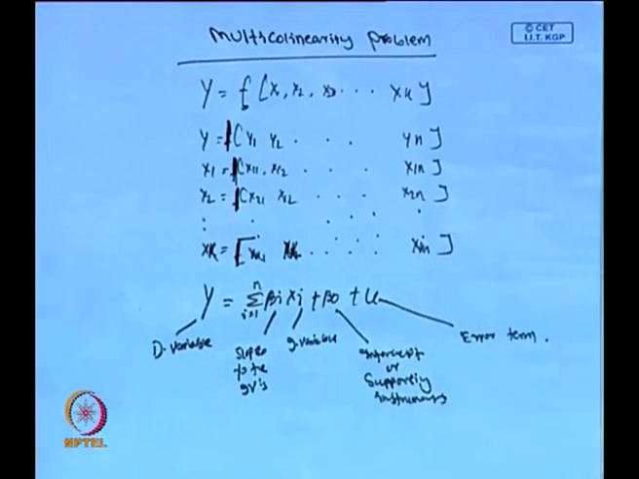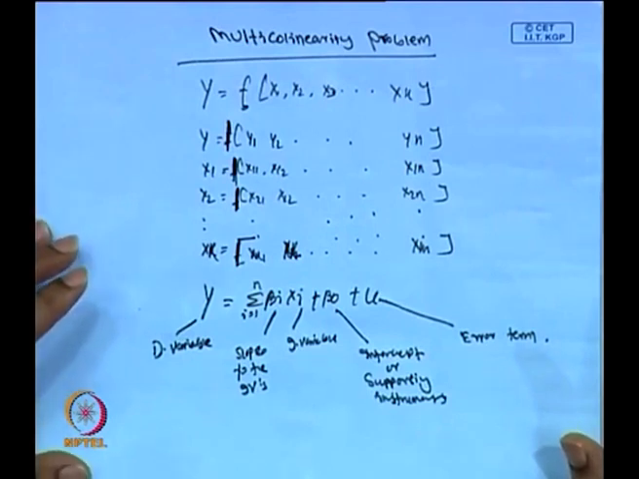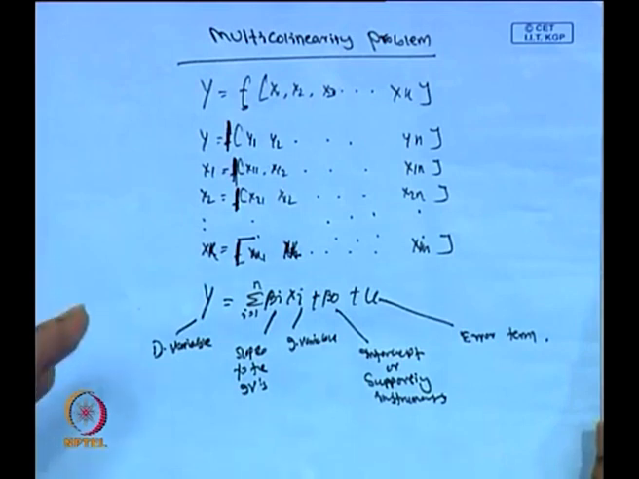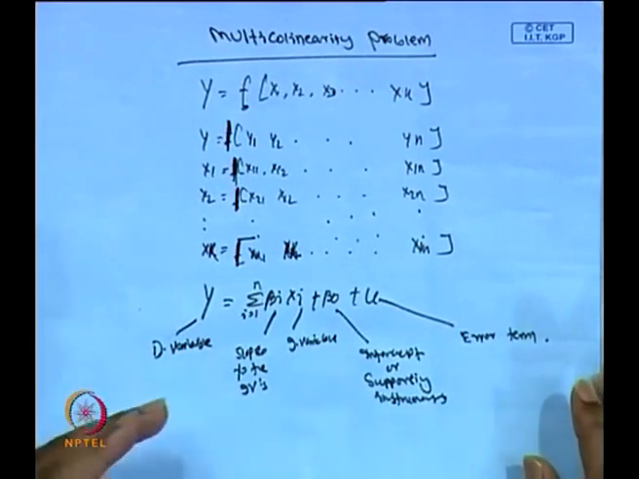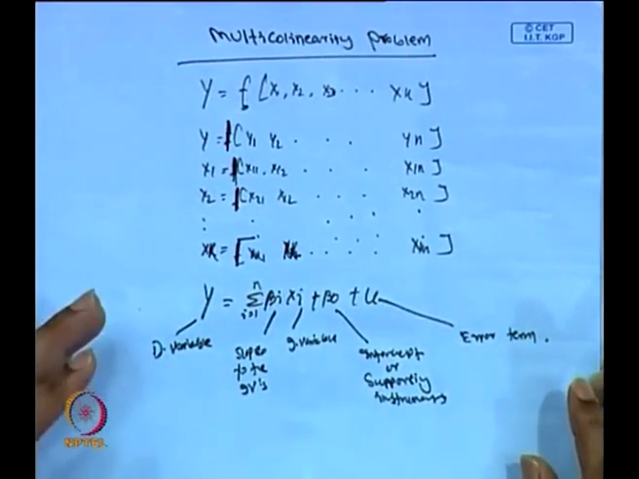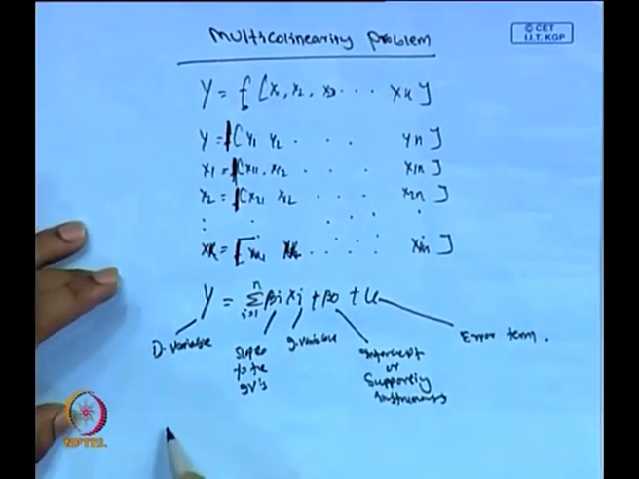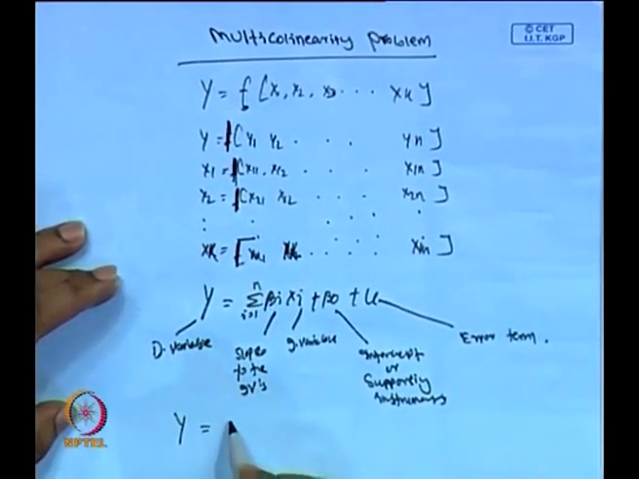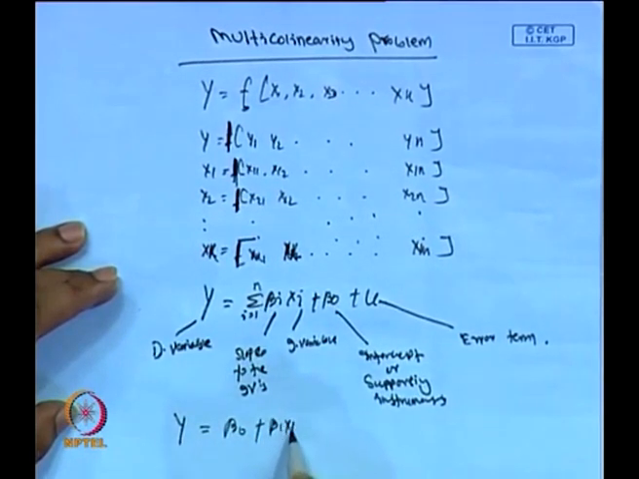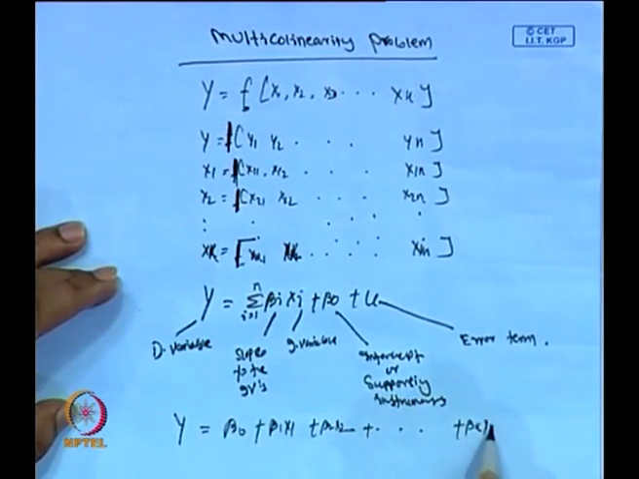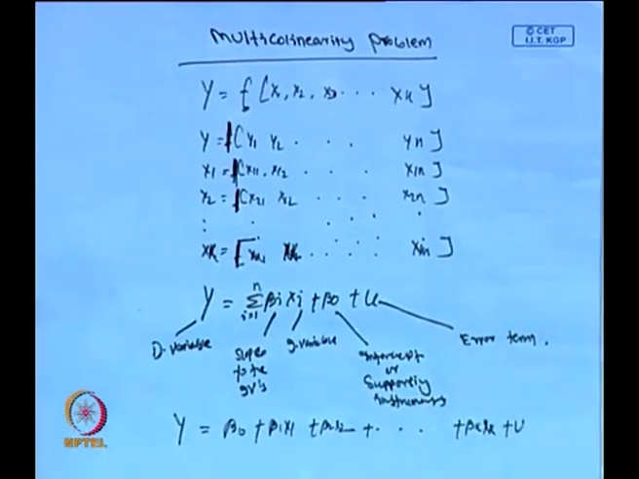So this is the pure multivariate system where y is the summation of beta i x i plus beta 0 plus u. Here y is the dependent variable, beta is the slope component, x i are the independent variables, beta 0 is the intercept and u is the error term. This model is in implicit format. Let me put it in explicit format: beta 0 plus beta 1 x 1 plus beta 2 x 2 plus and so on, plus beta k x k plus u. This is the pure multivariate model with k independent variables.